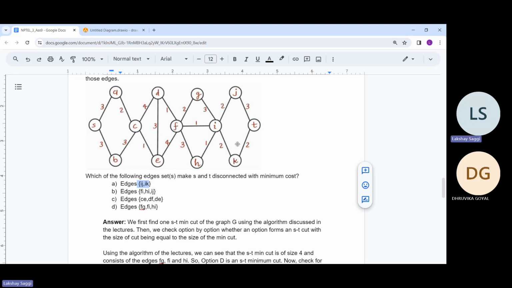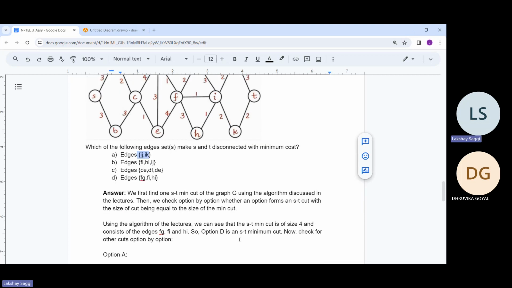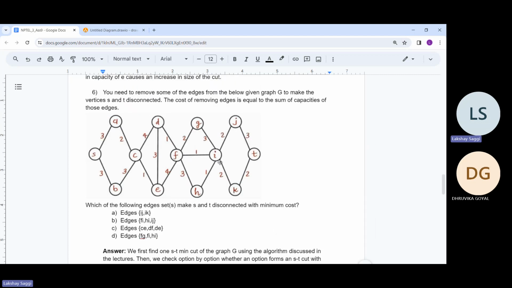So these two edges at least form an SG cut, and now we want to find out whether they form a minimum cut or not. To verify this, we need to check whether the cost of this cut is equal to 4 or greater than 4. If this cut has a size greater than 4, then it will not be a minimum cut. But if it has a size of 4, then it will be a minimum cut.